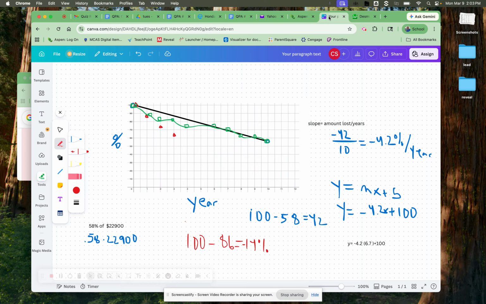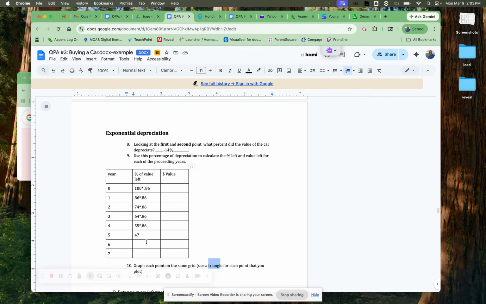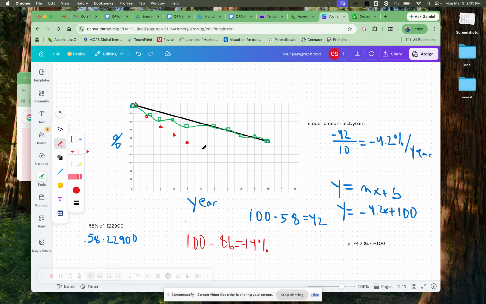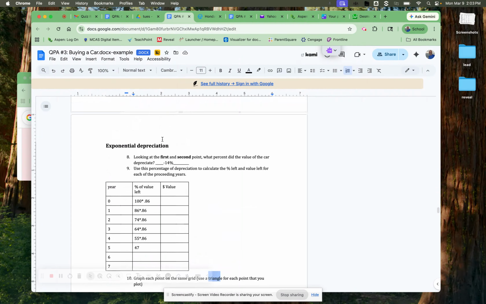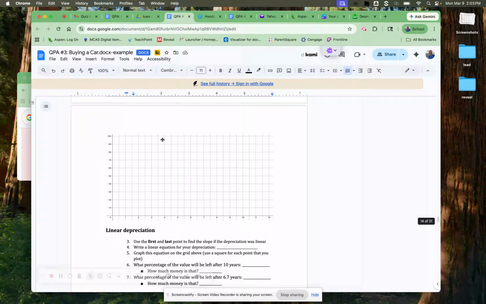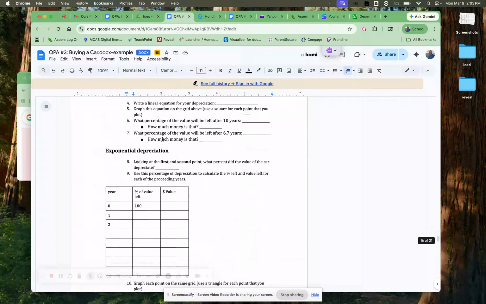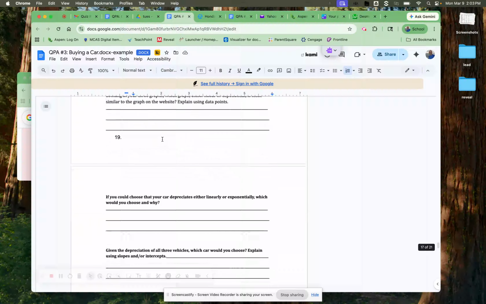Fourth year is going to be 55%. Then my fifth year is going to be 47%. And so it should be making a curve. It should be leveling out. You're going to do this for all 10 years. And you're going to do that for each of the 3 cars. And then there's some thinking questions for each.